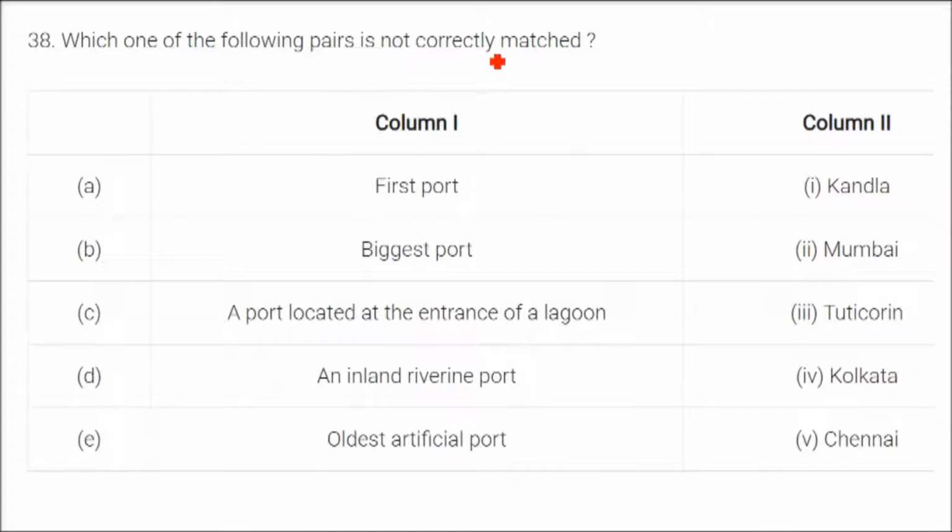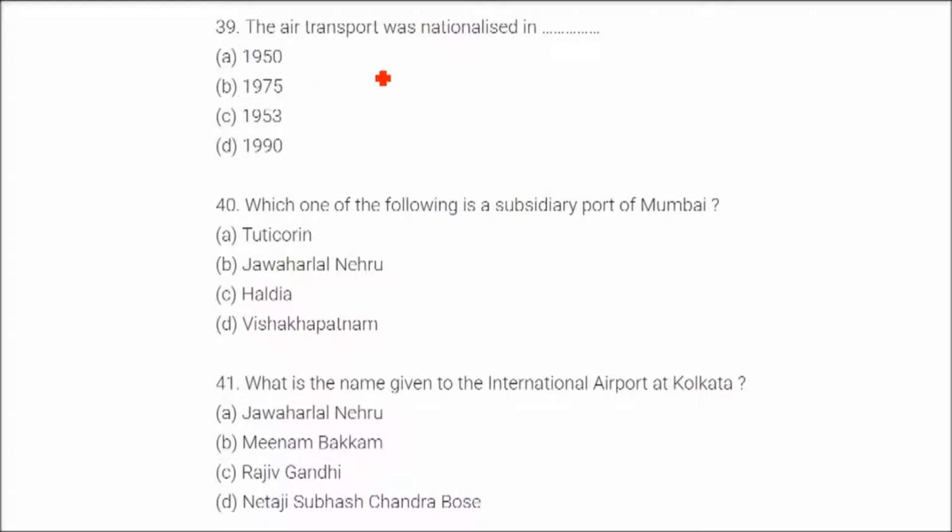Which one of the following pairs is not correctly matched? First port is Kandla, of course. Biggest port is Mumbai. A port located at the entrance of a lagoon: no, this is not correct. It should be Kochi. Inland riverine port Kolkata. Oldest artificial port is Chennai. So this is the mismatch.